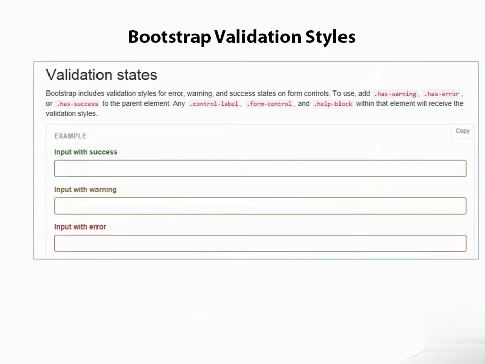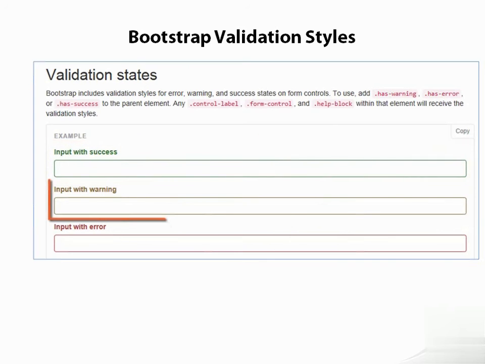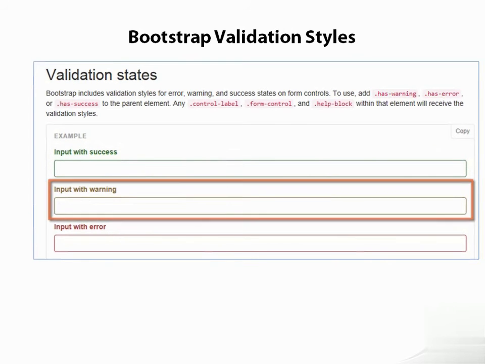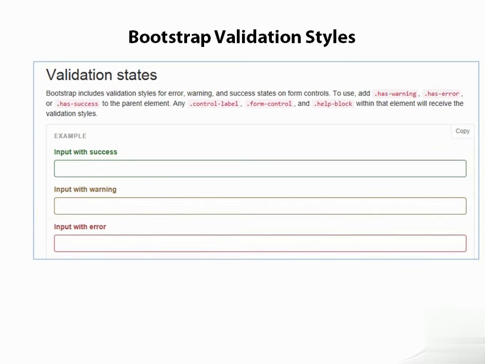Bootstrap provides several validation styles. This is a screenshot from the Bootstrap documentation. The has-success style by default displays in green, the has-warning style displays in brown, and the has-error style displays in red. We will use the has-error style to mark any input elements that have validation errors. Valid entry will leave as is. We won't use the has-success style, but you could use these other styles as desired.